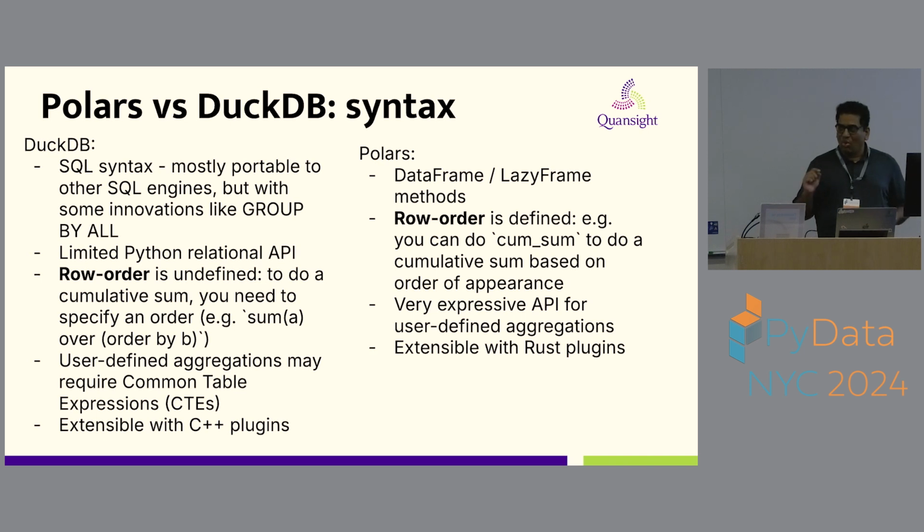This is an interesting thing. Row order is undefined because it's a database system. When you ask for stuff, the order in which you get your rows is not defined. So if you're doing something like a cumulative sum, which depends on the order, you have to put a second piece in there, like order by date or order by this column, along with your cumulative sum, because there's no guarantee on the row order you get back.